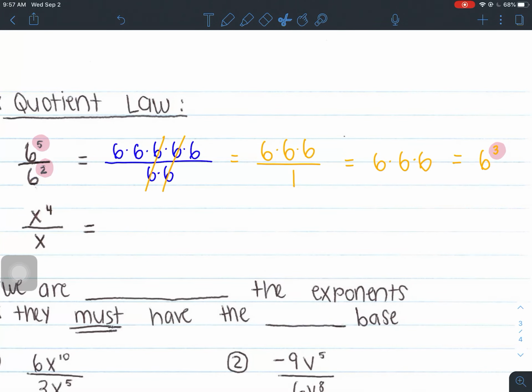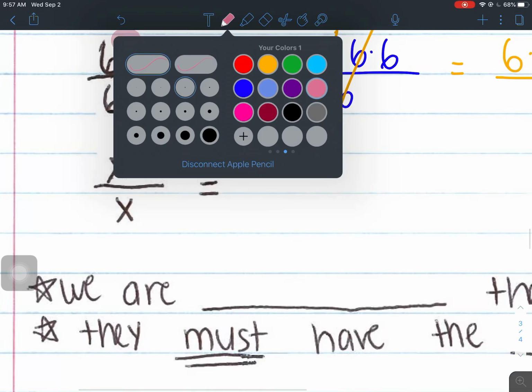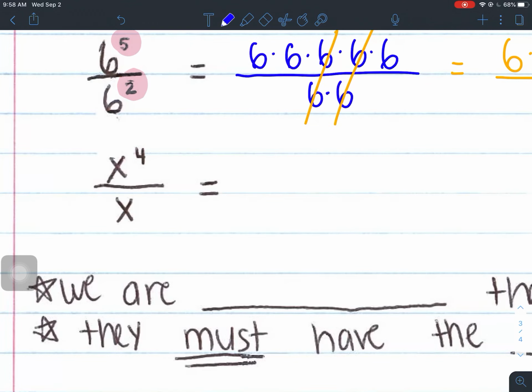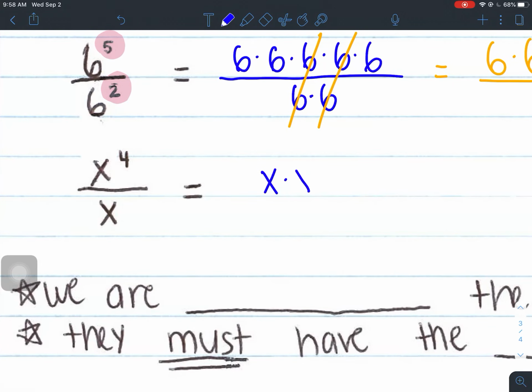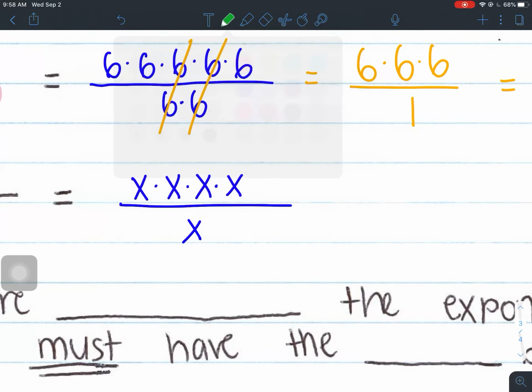Okay, so how did I go from 5 and 2 and get to 3? What happened to those exponents? They subtracted. 5 minus 2 becomes 3. So let's see if it's the same rule for those x's here. X to the 4th means I have x times itself 4 times in the numerator, and then I just have a single x in the denominator.